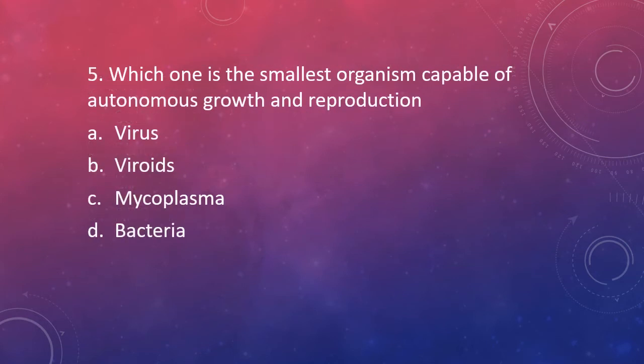Question number 5. Which one is the smallest organism capable of autonomous growth and reproduction? Virus, viroids, mycoplasma, bacteria. Autonomous growth and reproduction. Correct answer is option C, mycoplasma.